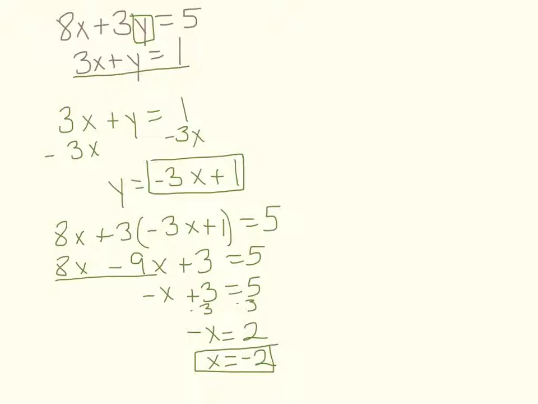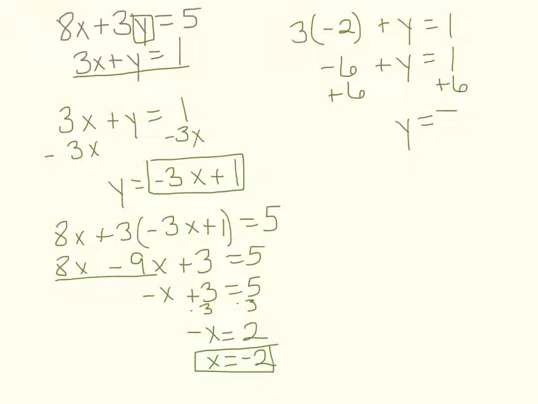Now we'll take the negative 2 and substitute it into either one of our original equations. I'm going to use the bottom one. So 3 times negative 2 plus y equals 1. 3 times negative 2 would be negative 6 plus y equals 1. Opposite of minus 6 is plus 6. Y equals 7.